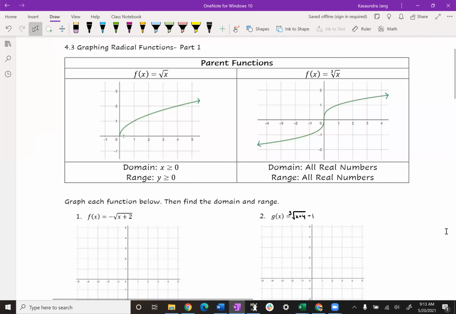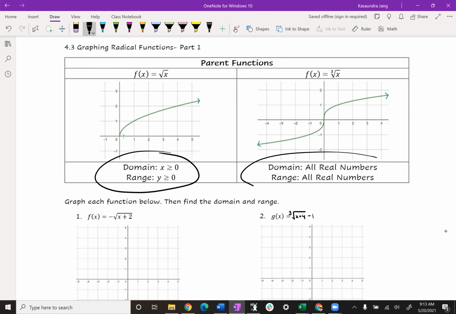All right, so let's talk about 4.3 graphing radical functions. Radical functions as in roots. You've got a square root function, a cube root function, and these are their parent function graphs. The domain and range for your square root is different than the domain and range for the cube root.